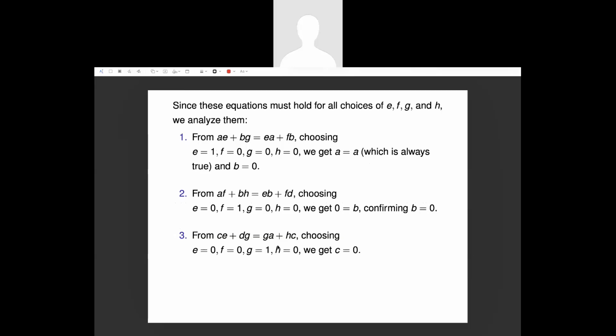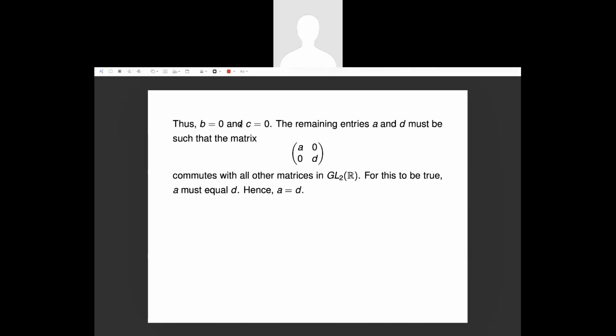Here c is 0, and g is equal to 1, f is equal to 1. So a is equal to d, and b is 0. So a should be d, which means we have a nonzero determinant. Now choosing e, f, g, h in general, d equals d, which is always true. So a equals a, d equals d, and b and c are 0. So we have a matrix of this form, where b and c are 0 and the remaining entries of A and D must make the matrix of this form.